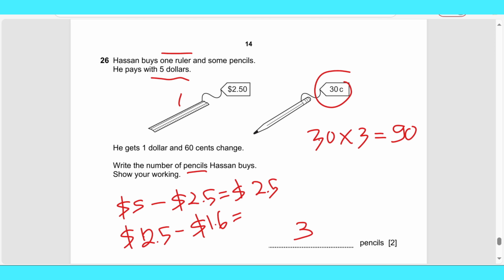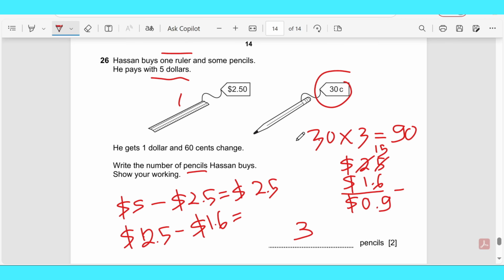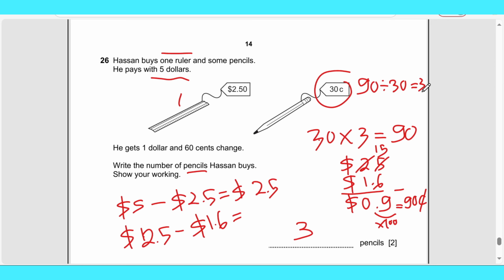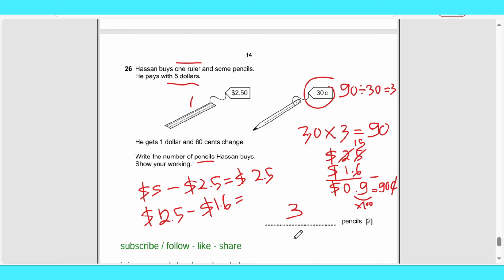So we subtract 2.5 minus 1.6. 5 we cannot subtract by 6, so we borrow from the dollar, so it becomes 15. 15 minus 6 is 9, so this becomes 1 left, so it's 0. So $0.9 is equal to 90 cents, because from dollar to cent we multiply by 100, so we have 90 cents. So 90 cents divided by 30 cents, then 90 divided by 30 is 3 pencils. So that's the answer. So that's our last number.